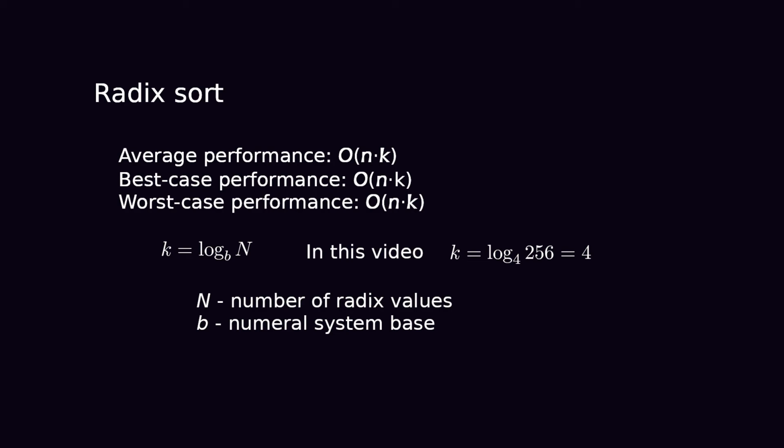In theory, radix sort has linear time performance. The array elements in this video had a maximal value of 256, which can fit in 4 digits in base 4. We could have as many elements as we want, but we'd only have to go through the array 4 times. But what if each element had a unique value?